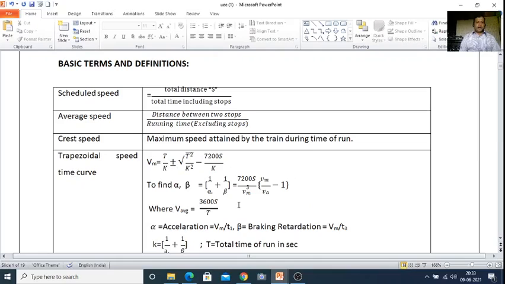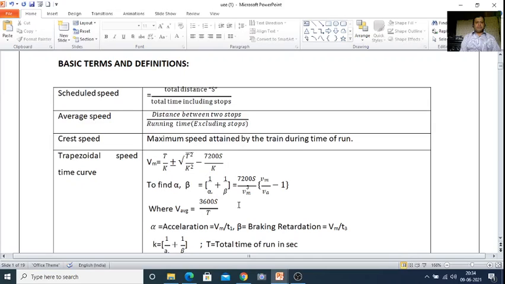Schedule speed. What is the schedule speed here? Total distance by total time including the stops is called the schedule speed. And what is the average speed? It is the distance between two stops by running time excluding the stops. Now crest speed is also one of the definitions. What is the crest speed? Maximum speed attained by the train during the time of run is called crest speed.